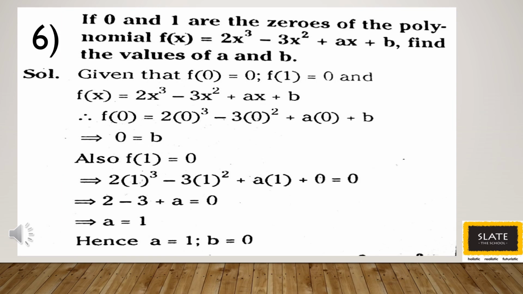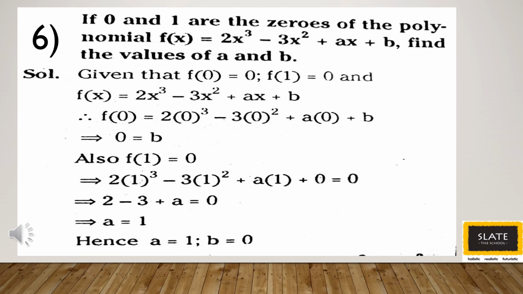Sixth question, if 0 and 1 are the zeros of the polynomial f of x is equal to 2x cube minus 3x square plus ax plus b, find the values of a and b. Let us see the solution for this. Now it is given that 0 and 1 are the zeros of the polynomial f of x. That is, f of 0 is equal to 0 and f of 1 is equal to 0.